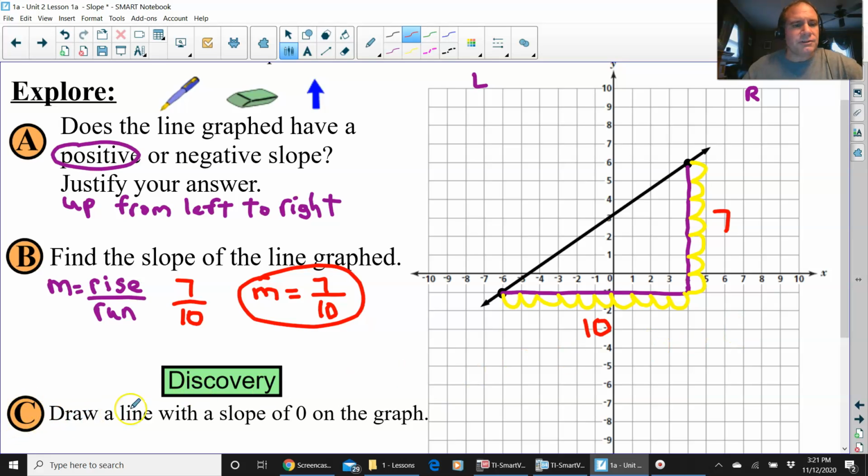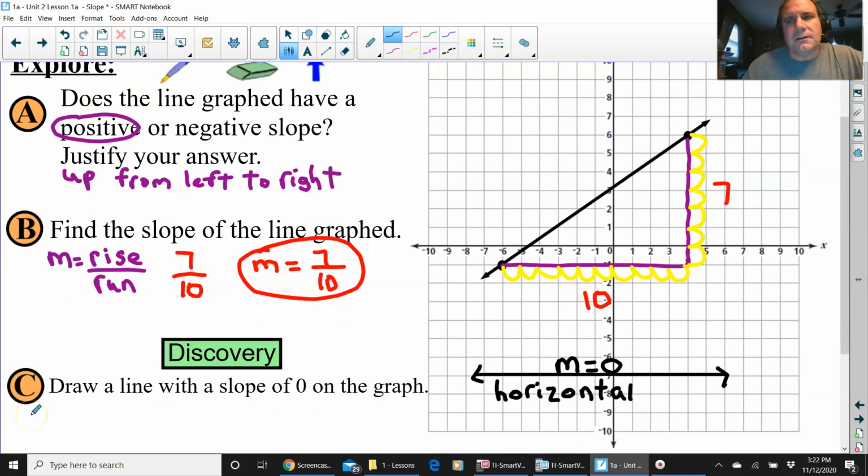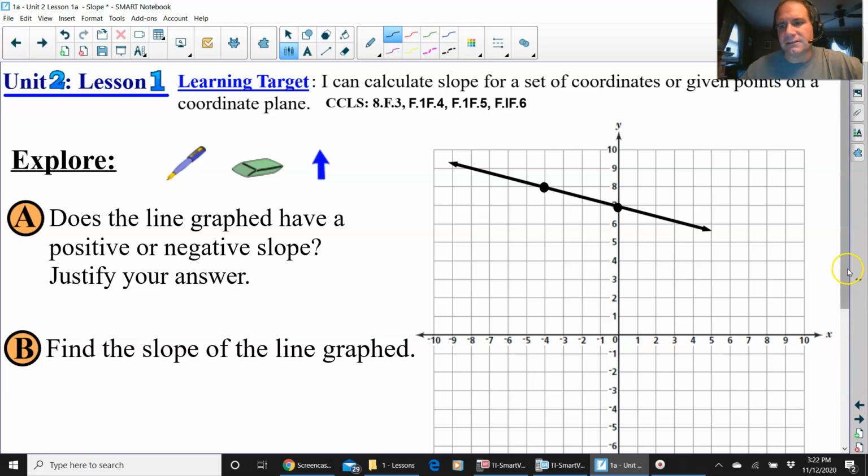All right, so discovery. Draw a line with a slope of 0 on the graph. Go ahead, draw that line, press pause now. Okay, so there it is. There is my horizontal line. Hopefully you did have that. M equals 0 on that horizontal line. I did it, and that is it. We're going to go on to the next one.